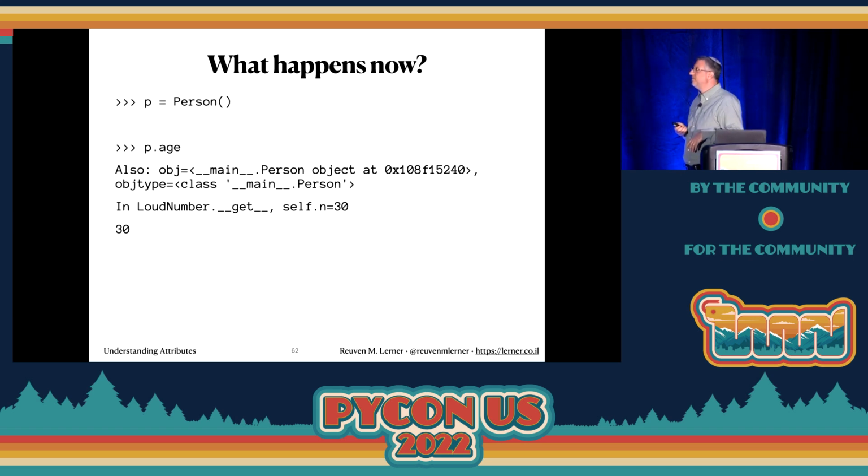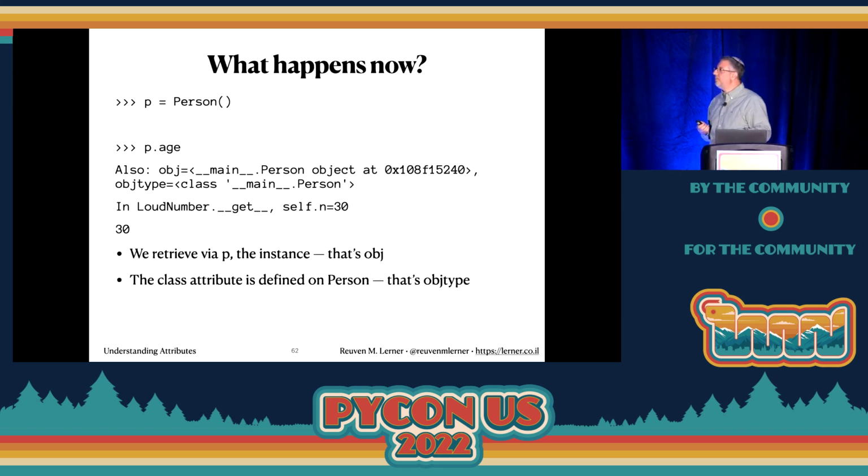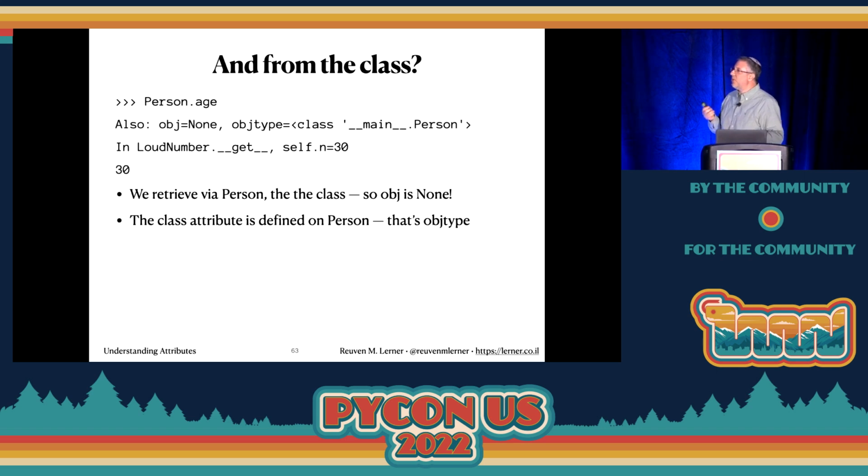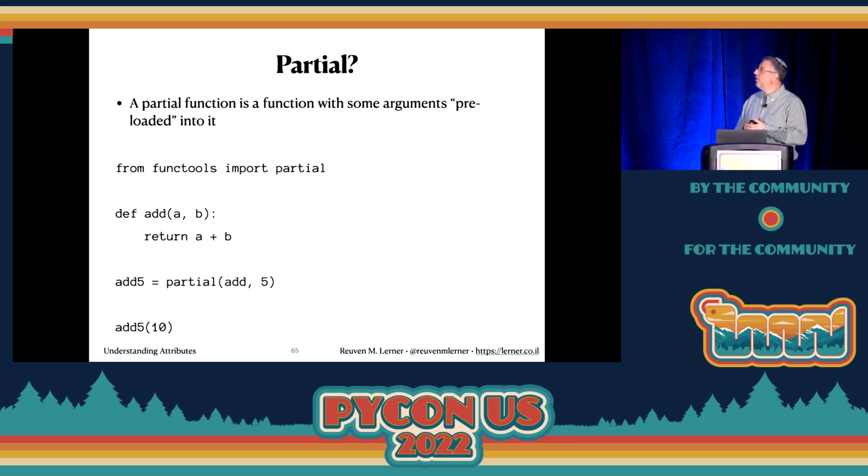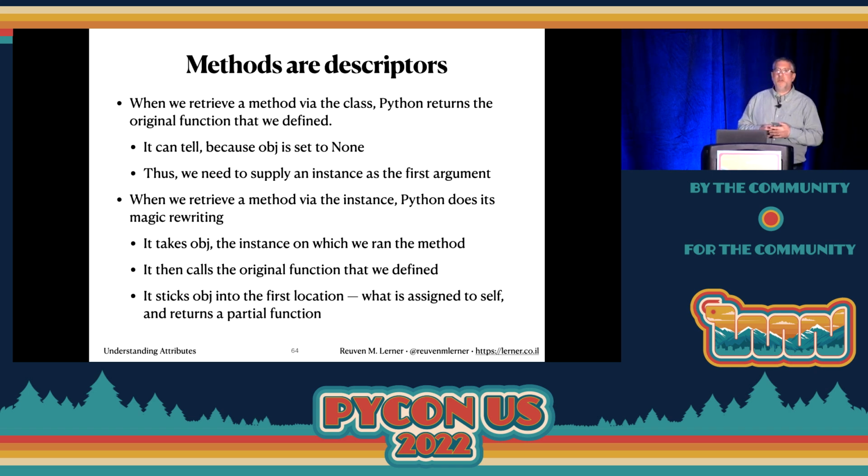which class. And if I say person.age, obj is none. And still, obj type is the class person. In other words, if I retrieve it via the class, obj is none. But if I retrieve it via the instance, obj is the instance on which I ran that.